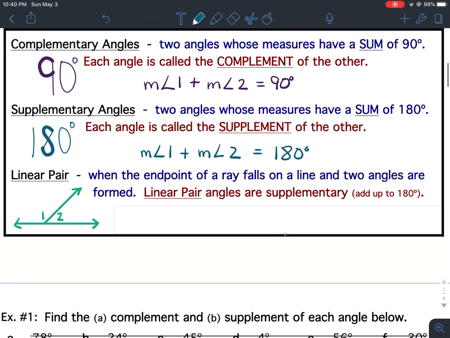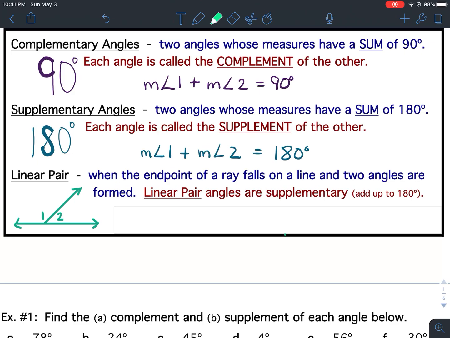Now that you have been introduced to complementary and supplementary angles, let's look at linear pair. Look at that word linear. We've talked about linear before in previous lessons, multiple times this year. Linear has the word line right there in it. So a linear pair is when the endpoint of a ray falls on a line and two angles are formed. This right here is your ray, and its endpoint falls on this line down here. When that ray falls on that line, two angles are formed. Angle 1 and angle 2 are formed.